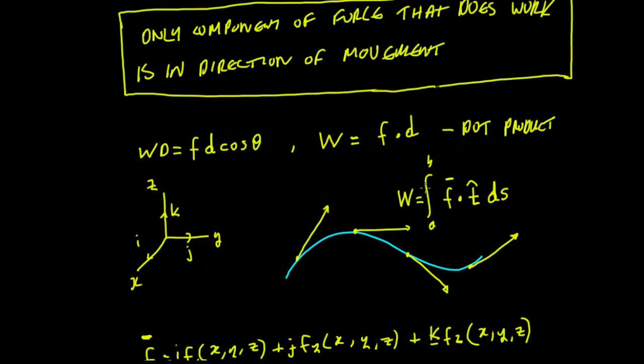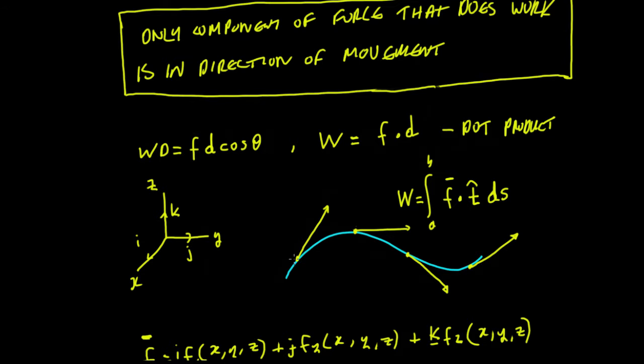we'll be looking at the only component of the force that does work, which would be in the direction of movement. So I've drawn a few spots on this curve here. The direction of movement at each point is going to be the tangent at that point. So at that point there, the direction of movement is in this direction, and the direction of movement here is in that direction. The direction of movement is there, the direction of movement is up there.